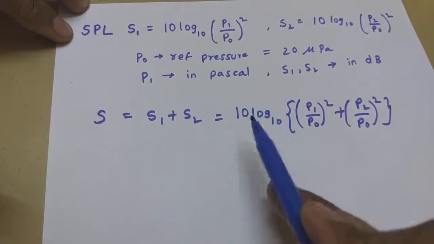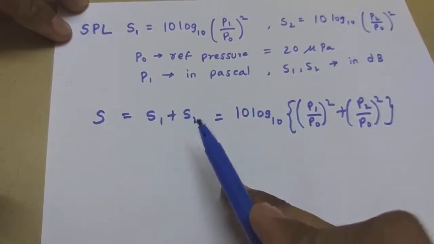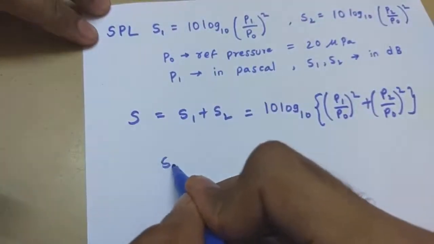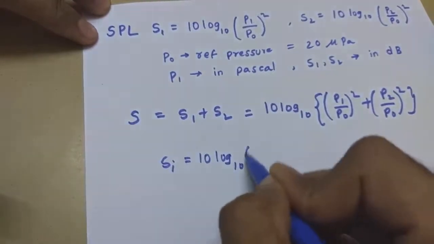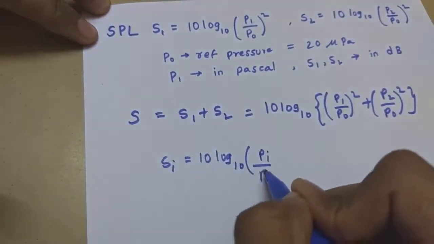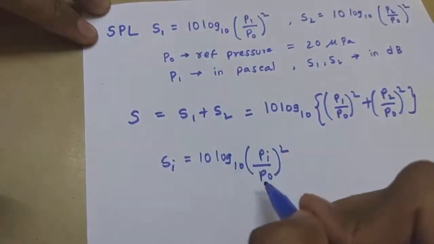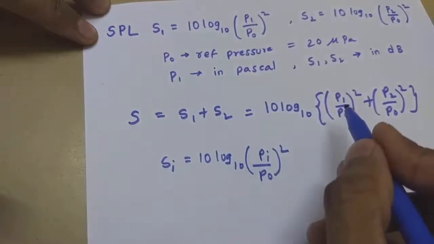But actually, I want an equation which is in terms of the sound pressure levels. So we're going to go back to this equation right here. Assume Si is 10 log to the base 10 of (Pi by P0) squared. Now I'm going to have to determine the value of this identity, (Pi by P0) squared, so that I can substitute it right here.